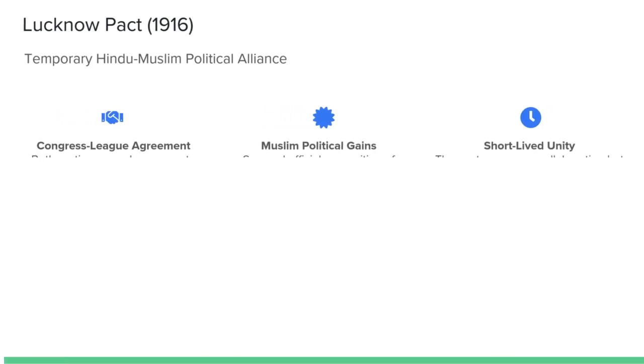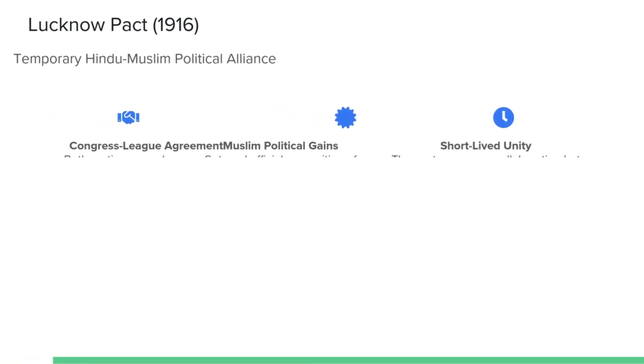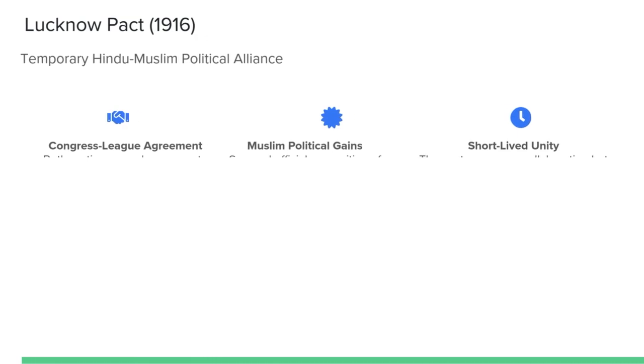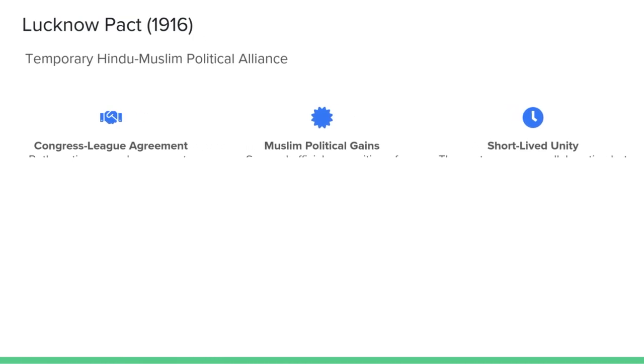Lucknow Pact, 1916. The Lucknow Pact briefly united Congress and the Muslim League under shared political goals. It endorsed separate electorates, reinforcing communal representation. But it was a tactical alignment, not ideological unity.